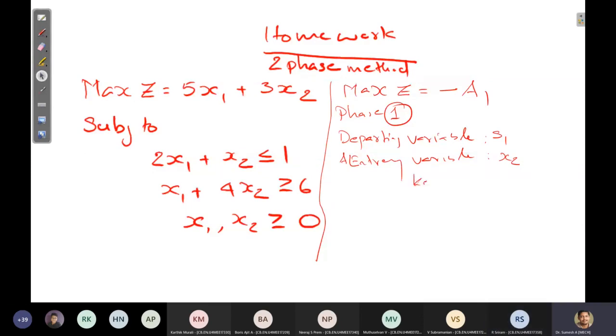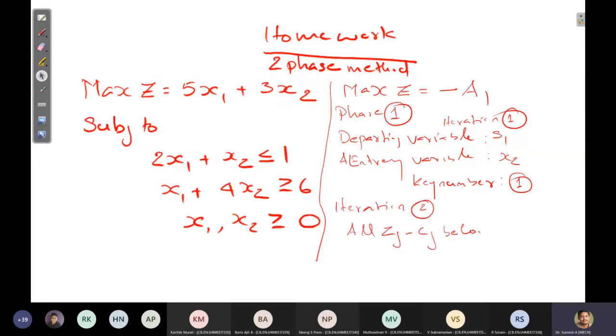So in iteration 2, what happens is that all Zj minus Cj becomes either positive or 0. So that is basically the end of phase 1.